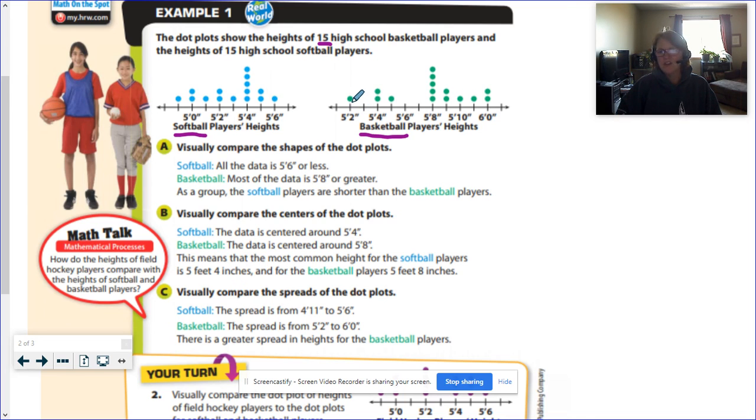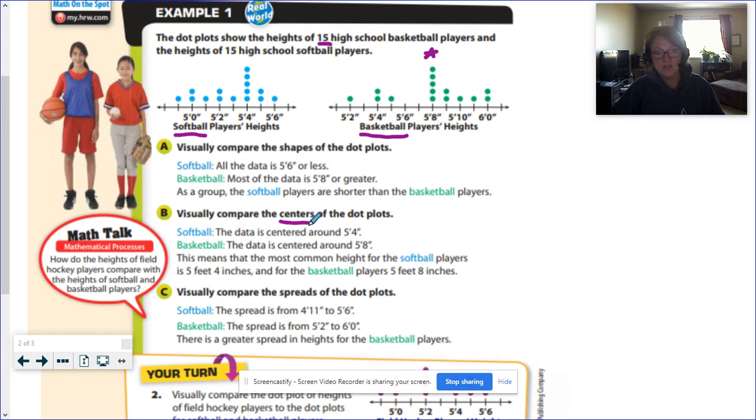Basketball. Notice I don't have anybody at 5'0" or 5'2". Got a few people here. Lots of them here. Okay, and so on. Interesting. Now, when they say visually compare, you're trying to look at it and just tell me something about it. What does it look like? So they say for softball, looks like the players definitely are 5'6" and less. Okay, nobody's taller than that. Take a look at basketball. Now, there are some shorter players, but a lot of them are from 5'8" and taller. That makes sense if you play basketball.